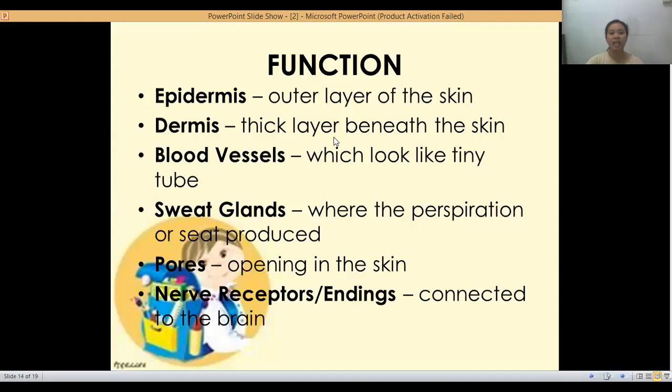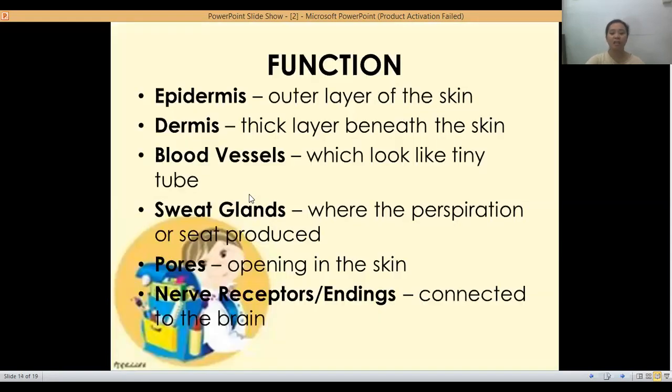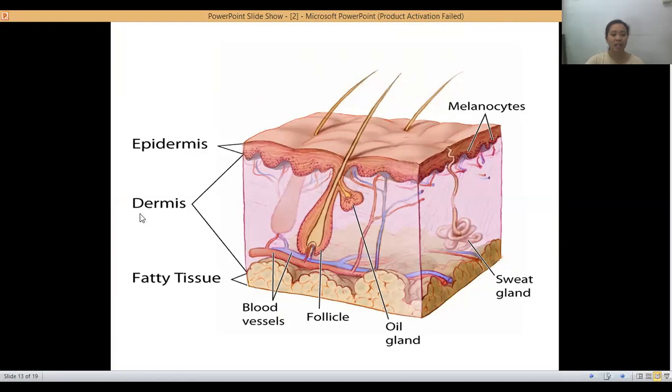Next, number 2, dermis. It is a thick layer beneath the skin. So from here up to here is your dermis, the thick layer beneath your skin. Outer layer of your skin is epidermis. Dermis is the thick layer beneath your skin. And the next one, fatty tissue. So epidermis, dermis, and the fatty tissue.